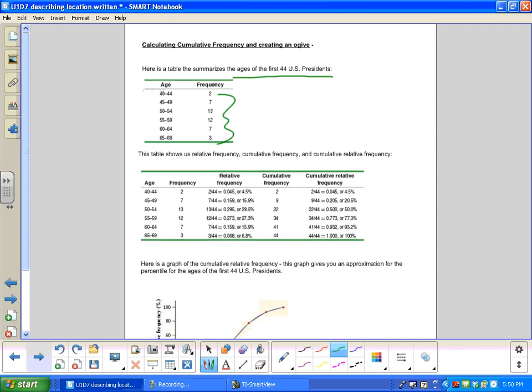And so if we wanted to calculate relative frequency like they've done right here, all we would do is take the frequency for each one of those classes and divide it by the total, since there are 44 presidents here. Always helpful to read the question when you want to find the total. Then you just take each one of those frequencies and divide by 44, and it gives you all your percents.